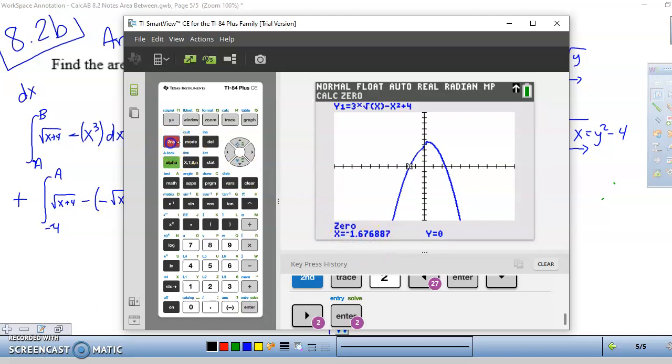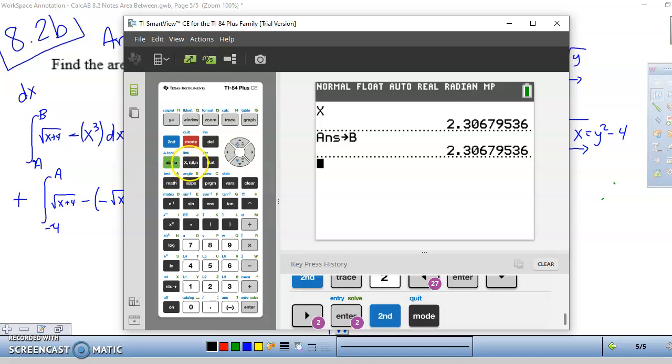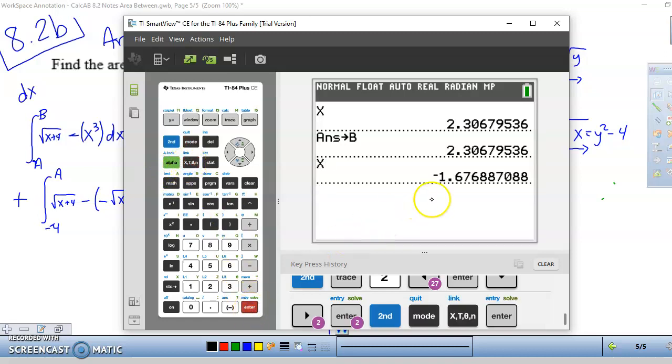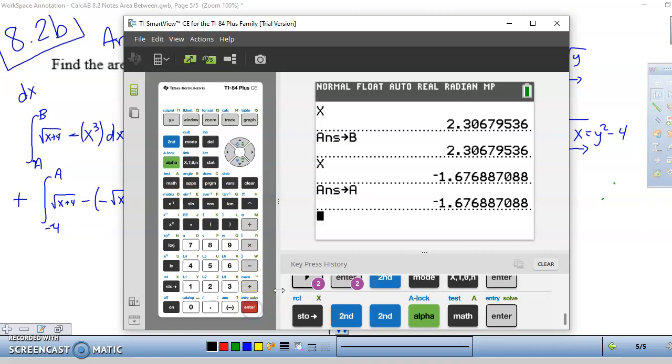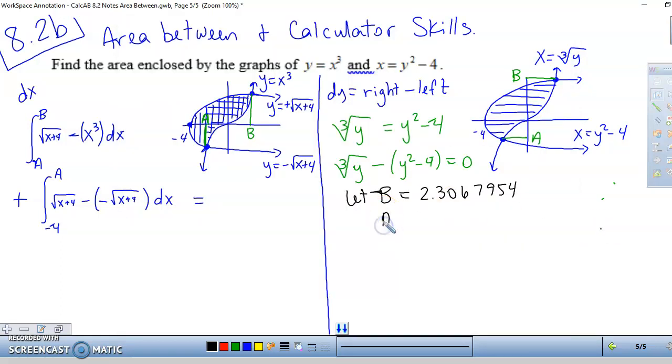Again, right away, you want to go to the main screen. And now we're going to double check that that's what's in the X. Okay, which it is. So this X got replaced with that X on our second zero. And then we're going to store. Now we're going to put that in A. And that's not what I meant to do. So alpha, and then here's the A, and then enter. Okay, so now I have the other bound in the A value. So now I'm going to let A equal negative 1.676887.